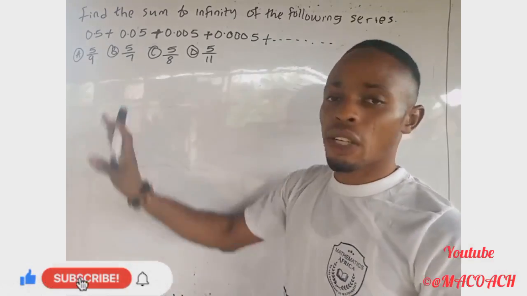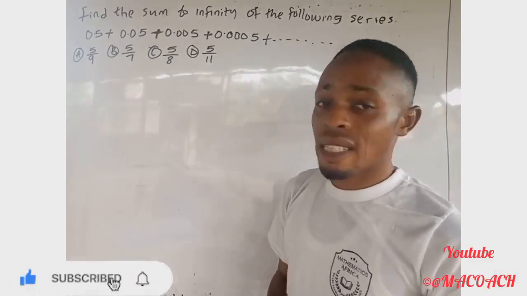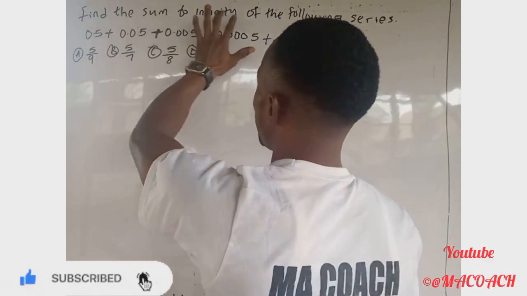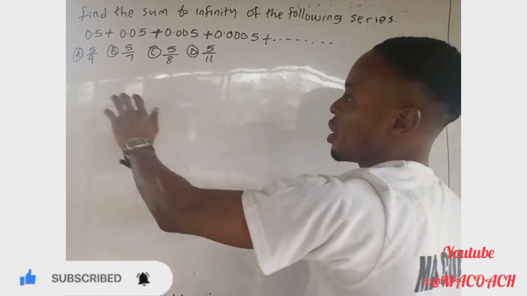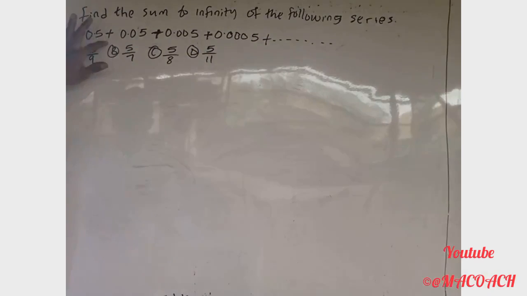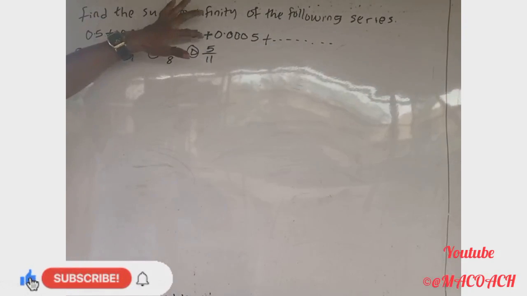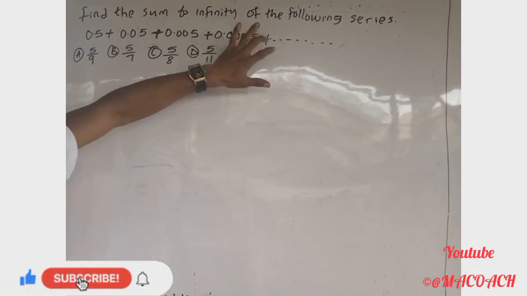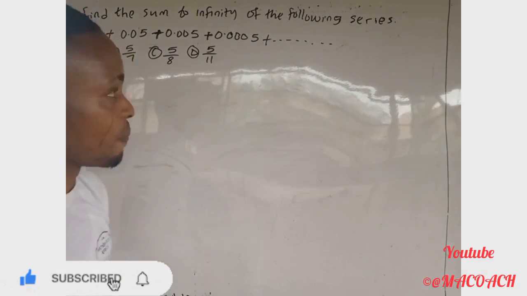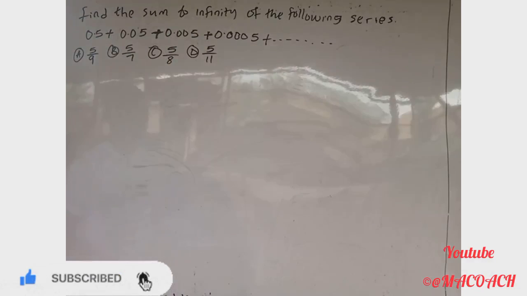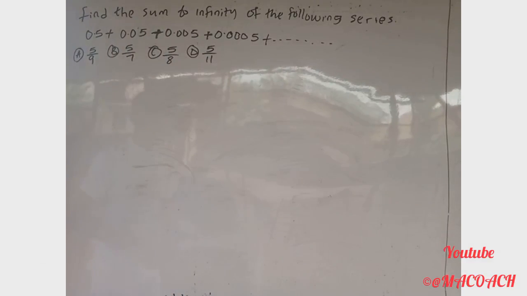Let's go and see how you can solve this question. Question 21 states: find the sum to infinity of the following series: 0.5 plus 0.05 plus 0.005 plus 0.0005 plus, to infinity. So we want to find the sum to infinity, and these are the options we're given. So let's do it here now.